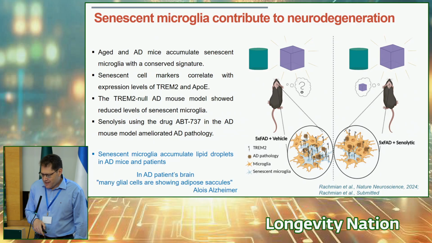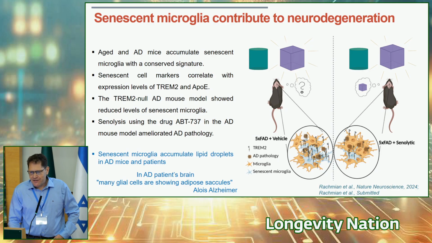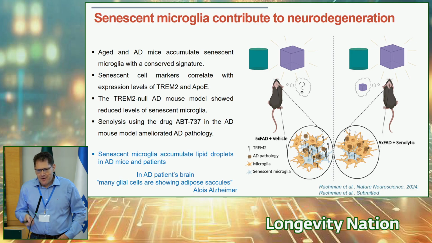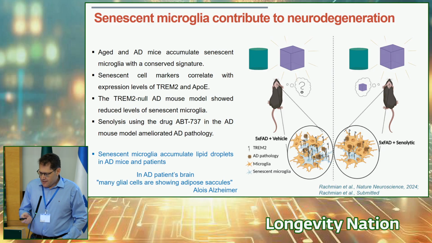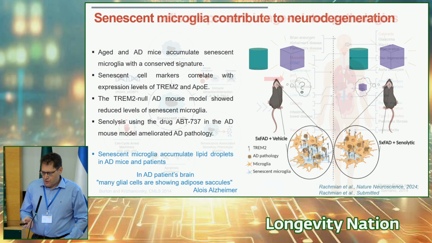And one interesting note in this study is that many, many years ago, when Alzheimer described Alzheimer's disease, he noticed that there are many glial cells that are showing adipose sacules, which are basically lipid droplets. So these lipid droplets in microglia were observed by Alzheimer many years ago, and now we identify them as senescent microglia cells, and we know that they contribute to Alzheimer's disease, and this study is now under revision.